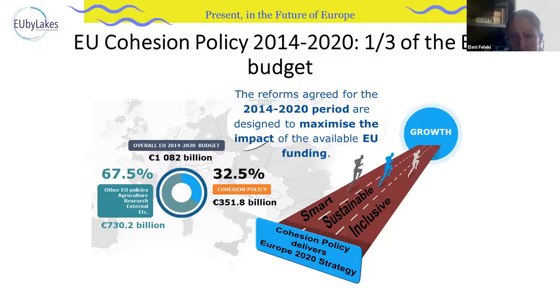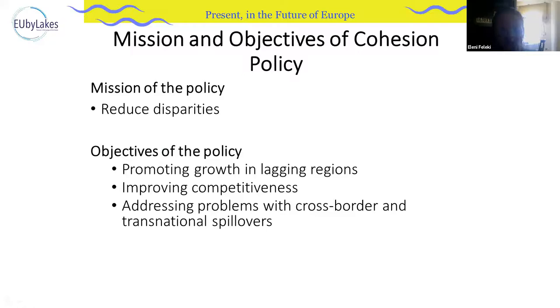Approximately 352 billion euros were spent during the period 2014 until 2020 in order to implement the cohesion policy and smoothen these disparities around Europe. Moving on. Again, the mission is to reduce disparities, and the objective, as we showed in that figure, is to promote growth in lagging regions, the regions that are lagging behind, to improve competitiveness, to address problems with cross-border and transnational spillovers. So moving on.